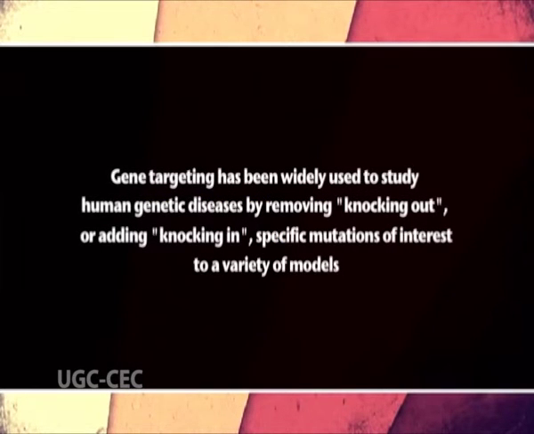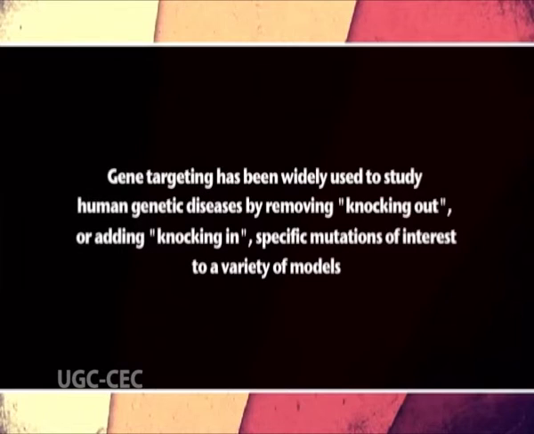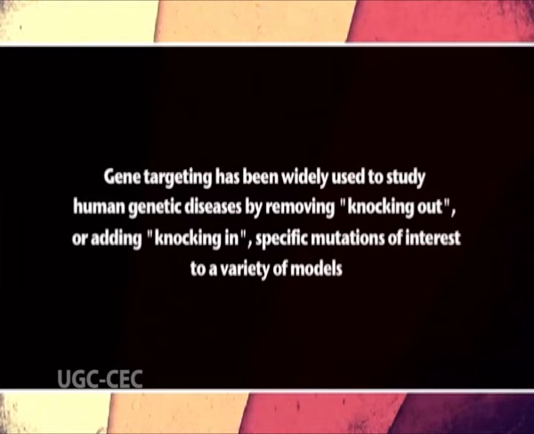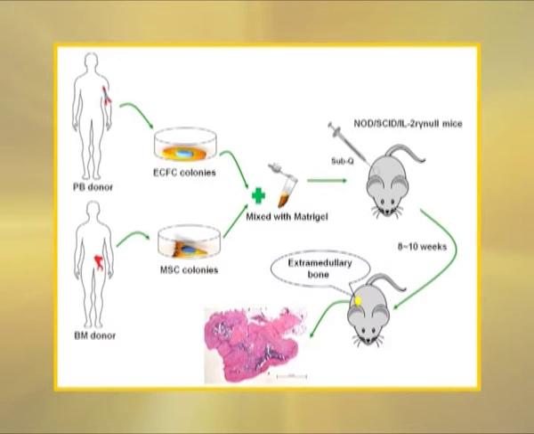Gene targeting has been widely used to study human genetic disease by removing, that is knocking out, or adding, that is knocking in, specific mutations of interest to a variety of models. Previously used to engineer rat cell models, advances in gene targeting technology are enabling the creation of a new wave of isogenic human disease models. These models are the most accurate in vitro models available to researchers to date and are facilitating the development of new personalized drugs and diagnostics, particularly in the field of cancer.